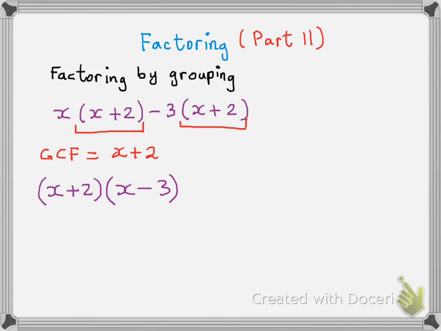Therefore, this expression we started with, x times (x + 2) minus 3 times (x + 2), in factored form is (x + 2) multiplied by (x - 3). So that's what we're going to do here. And we're going to take examples that lead us to doing factoring by grouping in this way. So let's start with this.